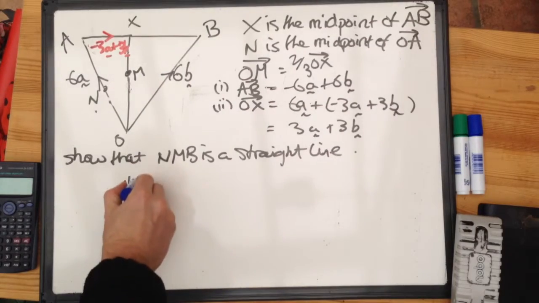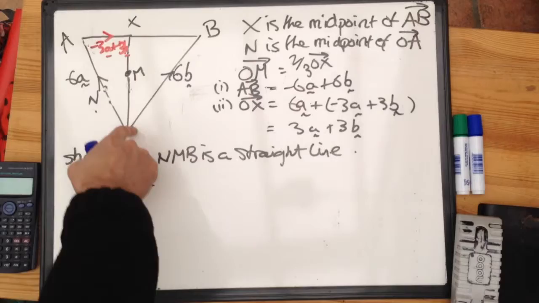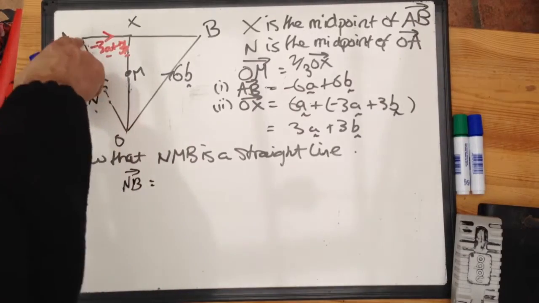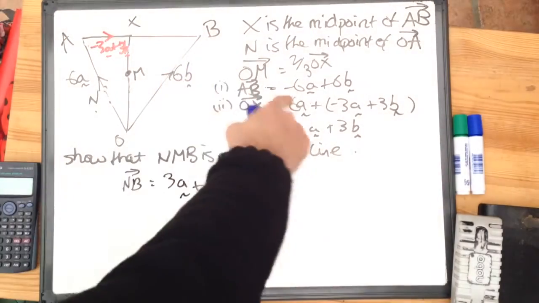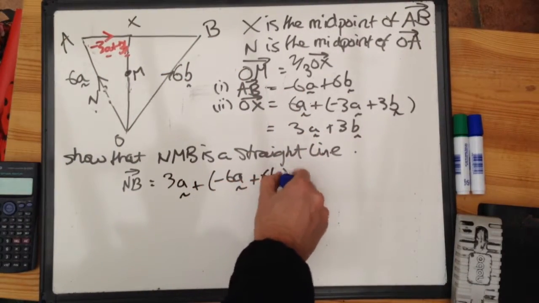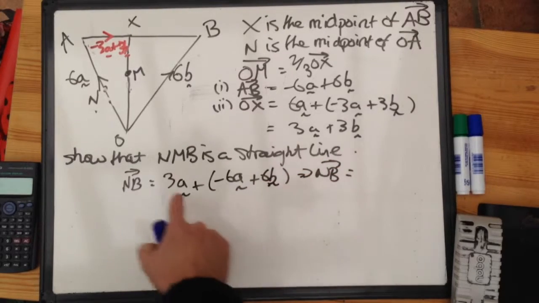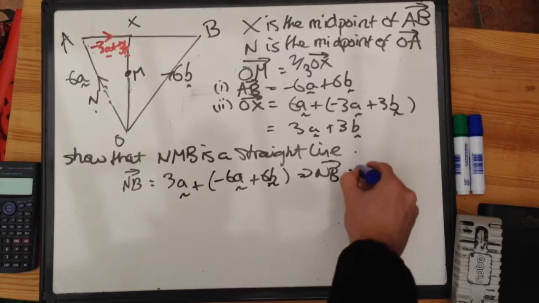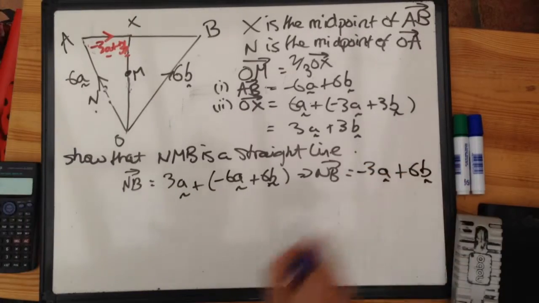Let's do that. That looks relatively straightforward because from there to there, well again, if this is 6a and that's halfway, that's 3a from there to there, plus A to B, which I've got already, which is minus 6a plus 6b. And if I simplify that, I end up with 3a add minus 6a is minus 3a plus 6b. Okay, so a good start.